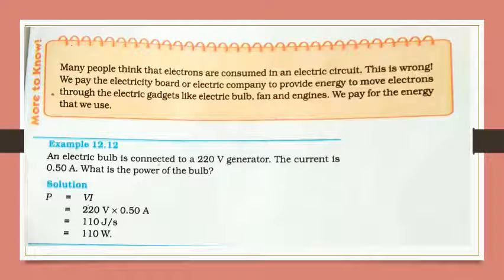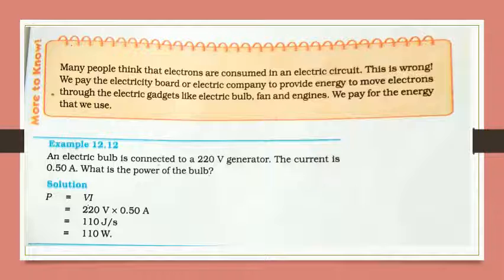Many people think that electrons are consumed in an electric circuit. This is wrong. We pay the electricity board or electric company to provide energy to move electrons through the electric gadgets like electric bulb, fan and engines. We pay for the energy that we use, not for the electrons consumed by an electric circuit.